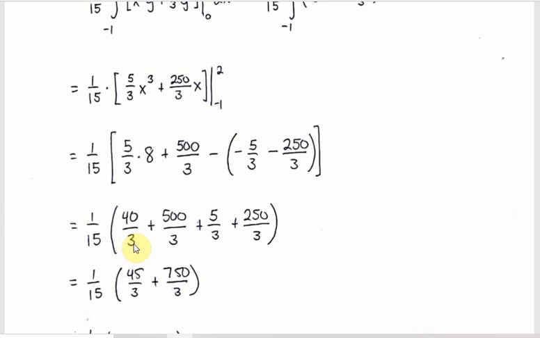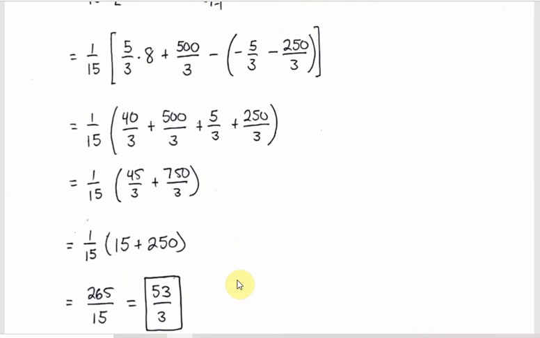So, all right, we end up with all this in here. And 40 plus 5 is 45. When you divide by 3, you get 15. I'm getting ahead of myself here. So that's 15. That's 250. So then that's 265. So it's 265 over 15, which would reduce to 53 over 3.